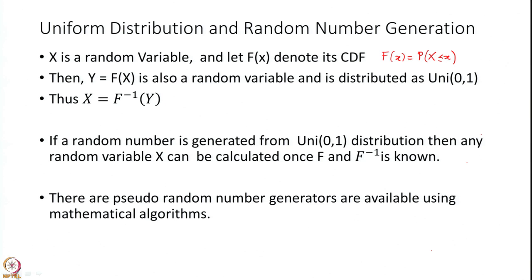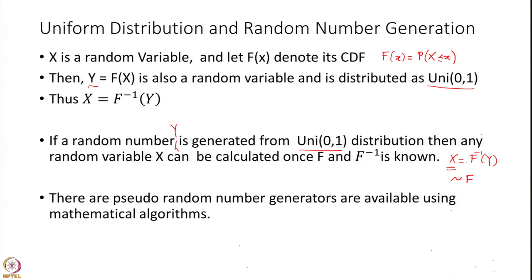Okay. So, here we go. What we are trying to say is that if a random number y is generated from the uniform distribution, then y is distributed as uniform, and then you take x as F inverse of y. Then, this F is the CDF of x, and you will have a random number with a distribution of CDF F, and this F could be any CDF that you are looking for.